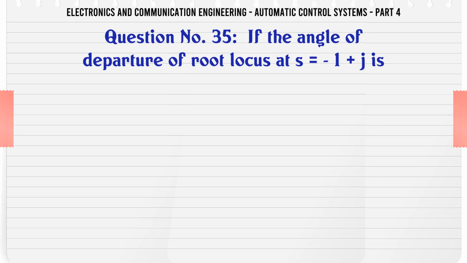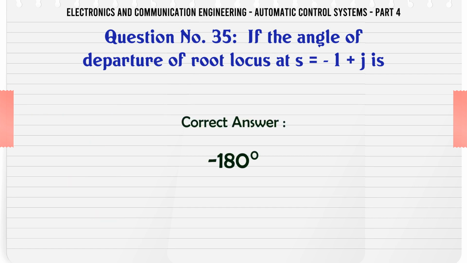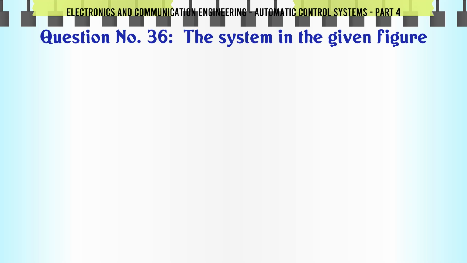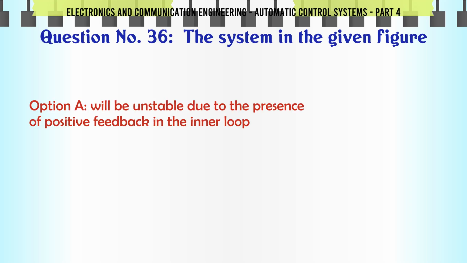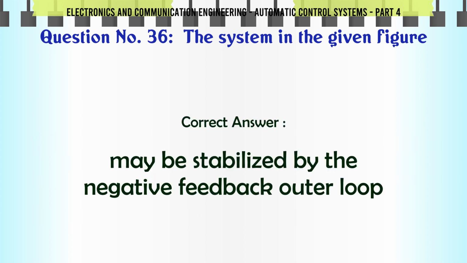If the angle of departure of root locus at s = j is: A. 0, B. 90, C. -90, D. 180, the correct answer is 180. The system in the given figure: A. will be unstable due to the presence of positive feedback in the inner loop, B. may be stabilized by the negative feedback outer loop, C. can never be stable, D. will always be stable. The correct answer is may be stabilized by the negative feedback outer loop.